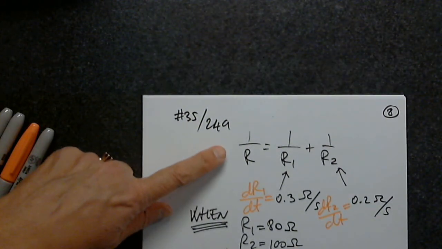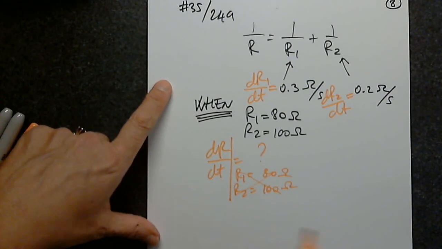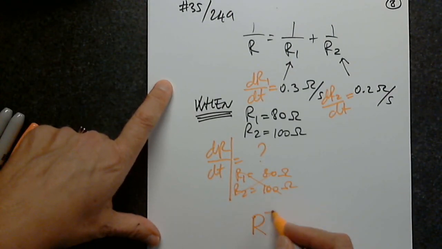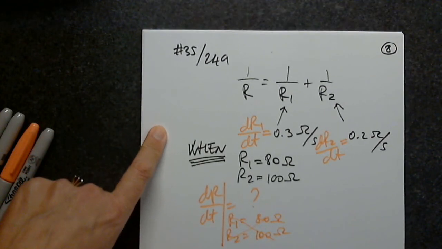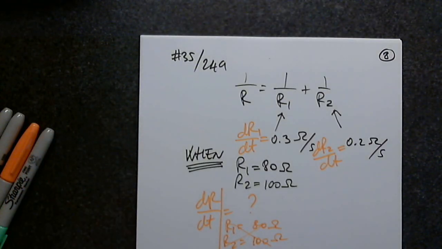Coming back to our relationship, I recommend the following notation. Do you agree? Why do you think I changed the notation of the equation, instead of 1 over R to R to the negative 1, instead of 1 over R1 to R1 to the negative 1, and so on and so forth? Why? It's easy to differentiate, of course. Good. So let's do just that.